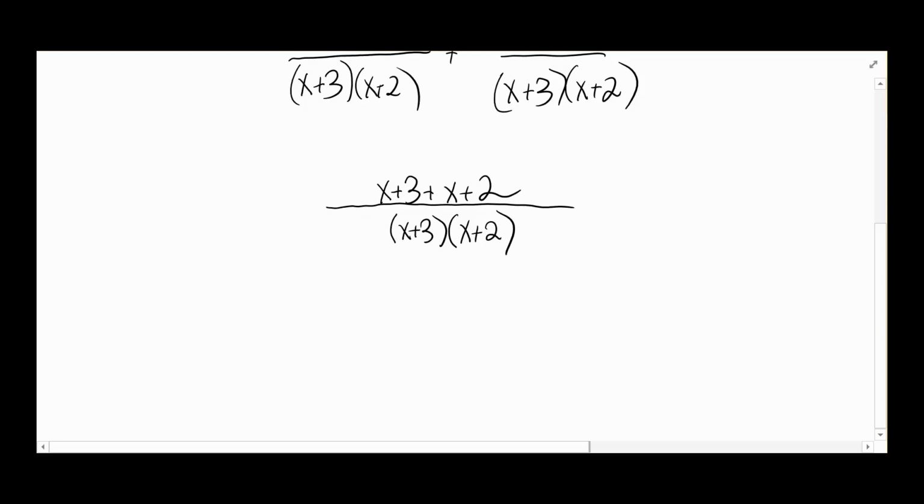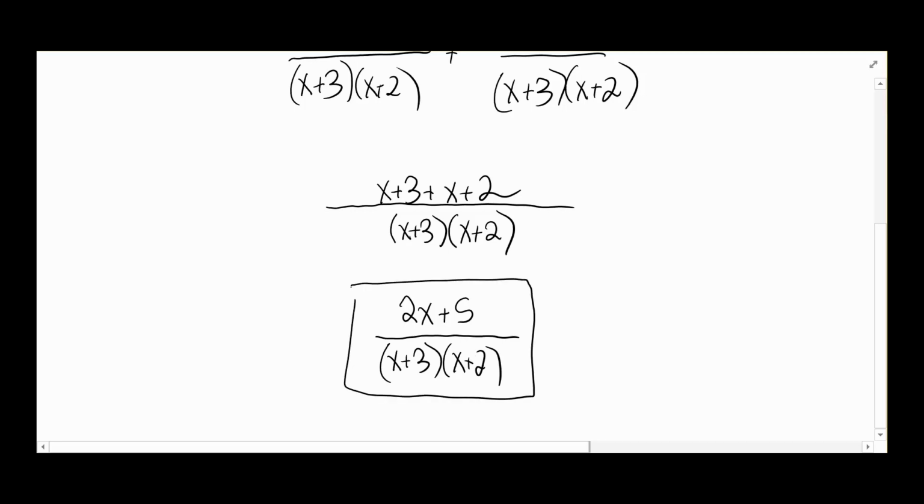And now up top, we can combine some like terms. We can get 2x plus 5, and our denominator just stays the same. Now, a little bit later on in this lesson, we're going to talk about simplifying rational expressions. So we should look at this and say, can we simplify this further? And we're going to talk about how to factor the top and see if there's any factors in common. But for now, we can say, nope, this is as good as it gets. There's my answer.